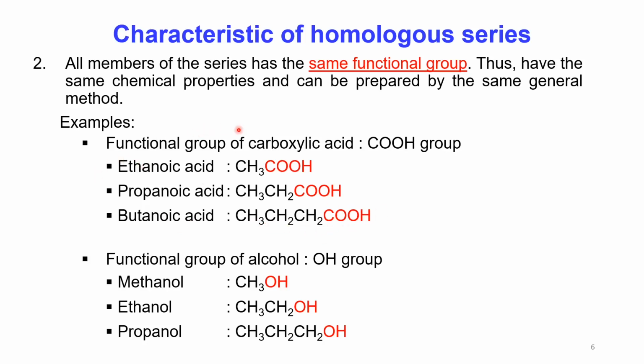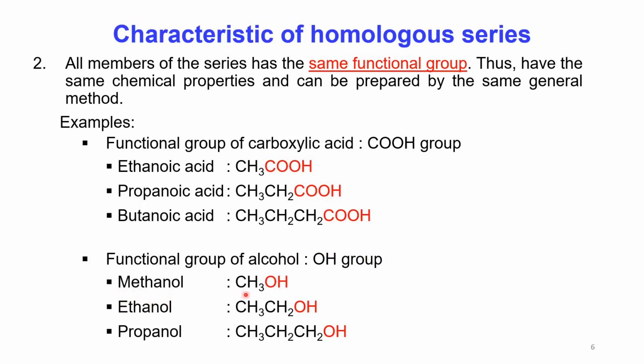Okay, so if we look at the structure of these 3 compounds, ethanoic acid, propanoic acid, and butanoic acid have the same functional group, which is COOH. Okay, so another example is the functional group of alcohol, which is the OH group, the hydroxyl group. So these are the members of alcohol.